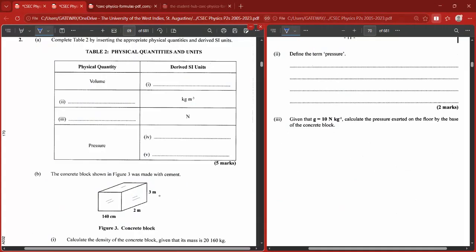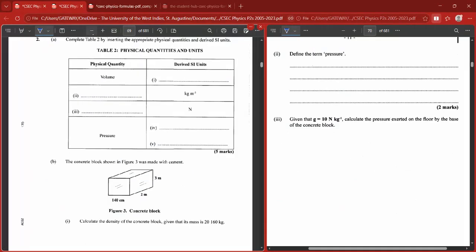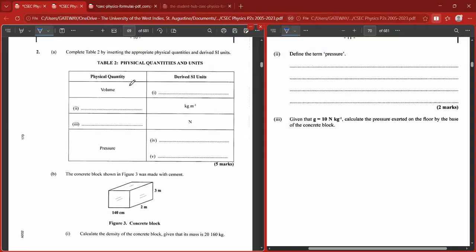Alright, so question 2 is as follows. You have to complete table 2 by inserting the appropriate physical quantities and derived SI units. They haven't brought this in a while, right? So we have physical quantity, we have volume. So you derive the SI unit.